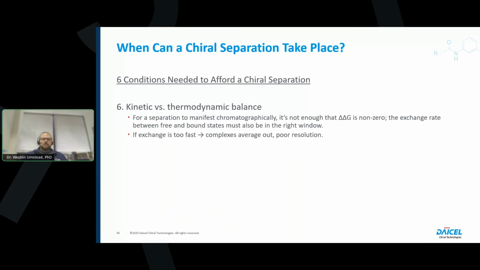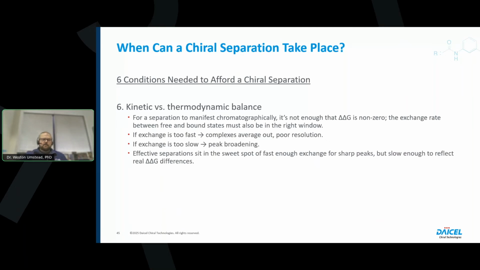The exchange can't be too fast, because then the complexes end up averaging out and we don't see a separation. They can't be too slow, because then the peaks end up broadening out too far and we end up losing separations that way. So there's this sweet spot, sort of like Goldilocks and the 3 bears. The porridge can't be too hot, can't be too cold. It has to be just in the right window, the right temperature, in order for us to take advantage of all 5 of these other things that we talked about.